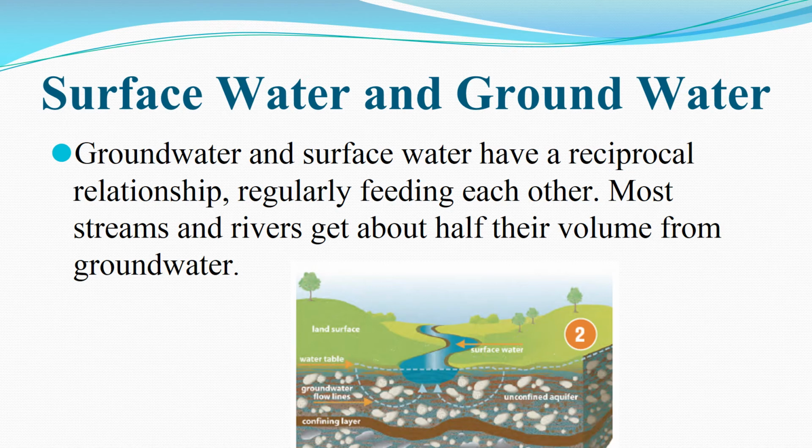Groundwater and surface water have a reciprocal relationship, regularly feeding each other. Most streams get about half their volume from groundwater. As you see here, we have the surface water, but you see the groundwater flow lines here. They get about half of their volume from it because, again, it can come from anywhere, but the underground water stays there. So basically, the volume that you see inside the surface water, such as streams and rivers, is actually coming from groundwater.